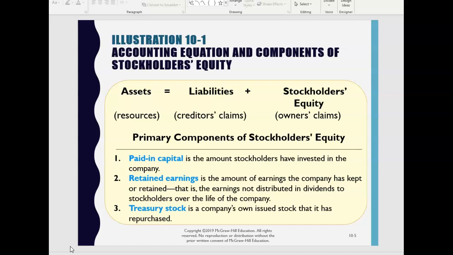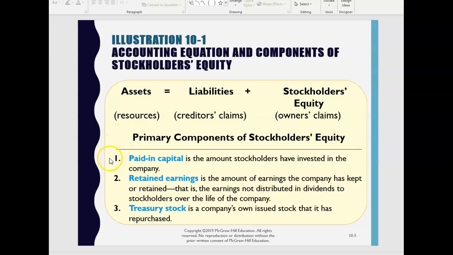I'll just remind you guys that we always are talking about the accounting equation. The assets came from somewhere. Either we borrowed the money, and that's a liability, or the owners, the shareholders, gave us the money, or we earned it in the past. That was retained earnings. So let's just talk about some of the terminology.